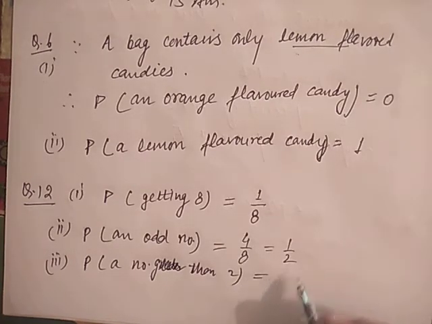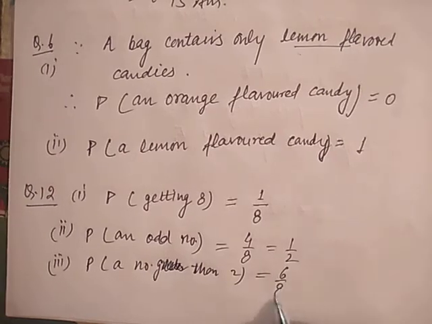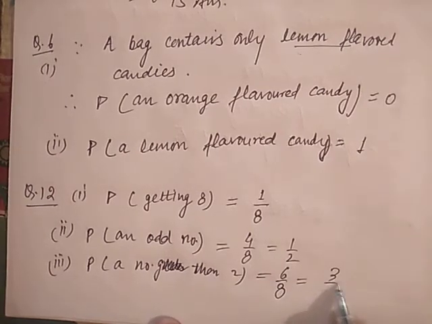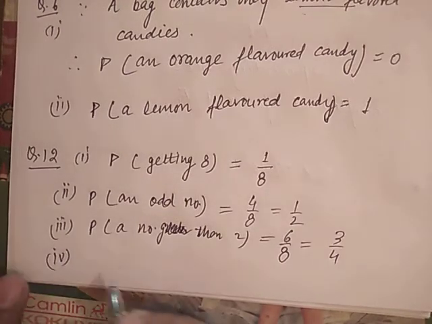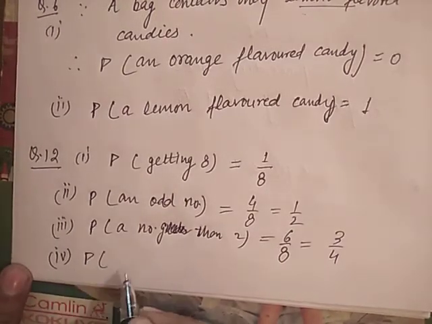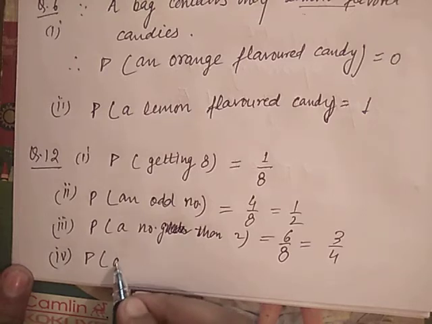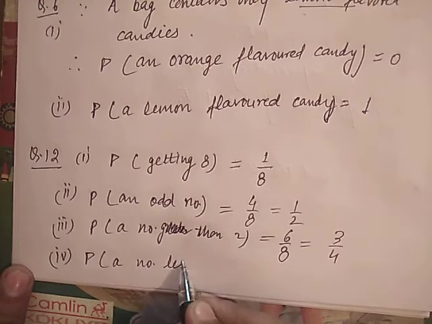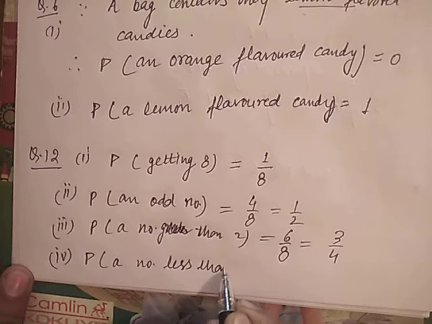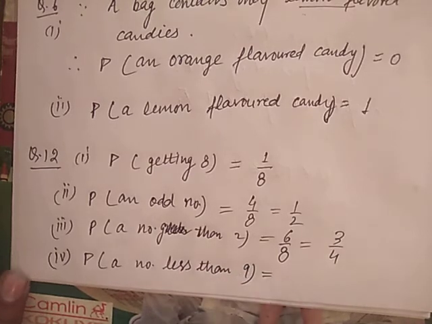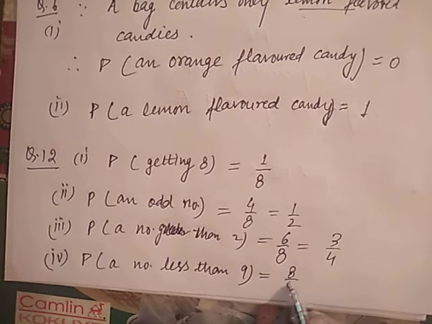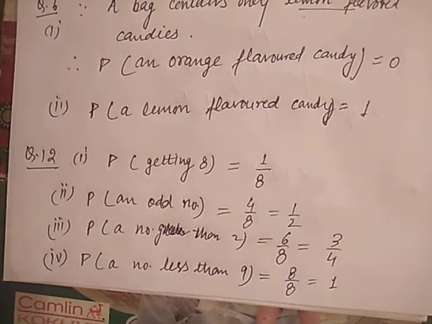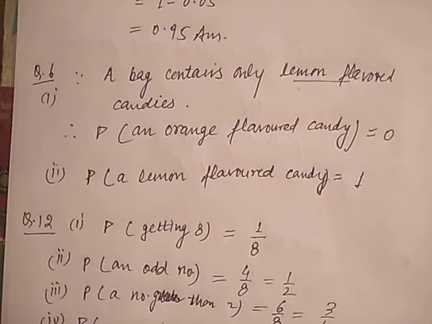So it will be 6 upon 8 and that is 3 upon 4. And the fourth part is here, probability of a number less than 9. Less than 9 are all numbers 1 to 8. So it is 8 upon 8 and the probability is 1. So students, this was question number 12.